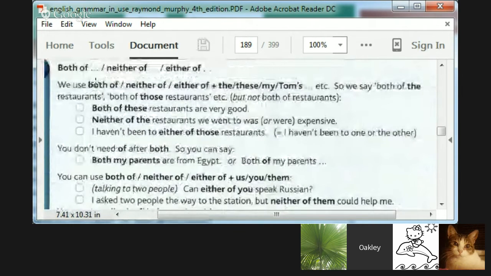Okay, we often use these words with of. Both of, neither of, either of. Both of the restaurants, both of those restaurants is possible.